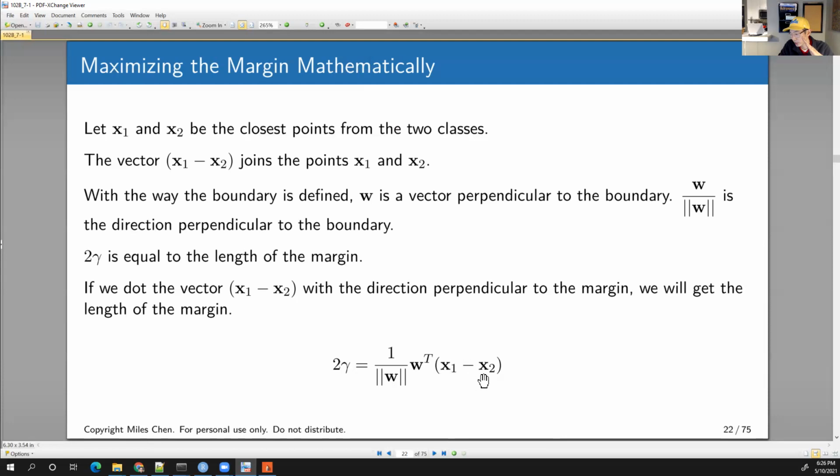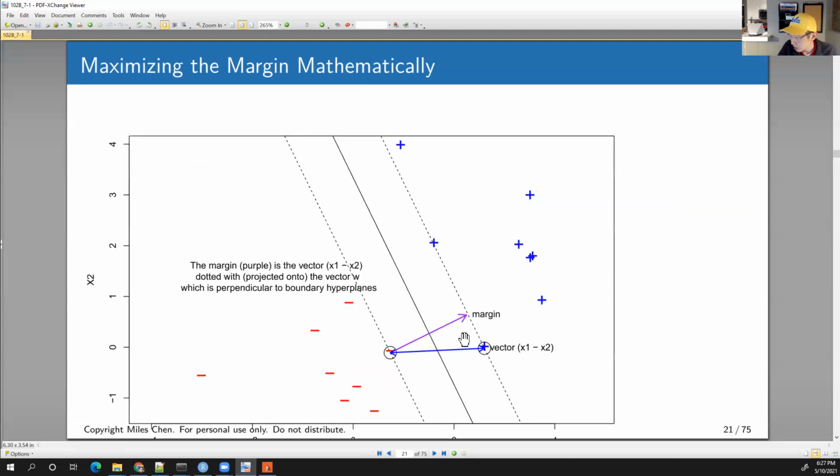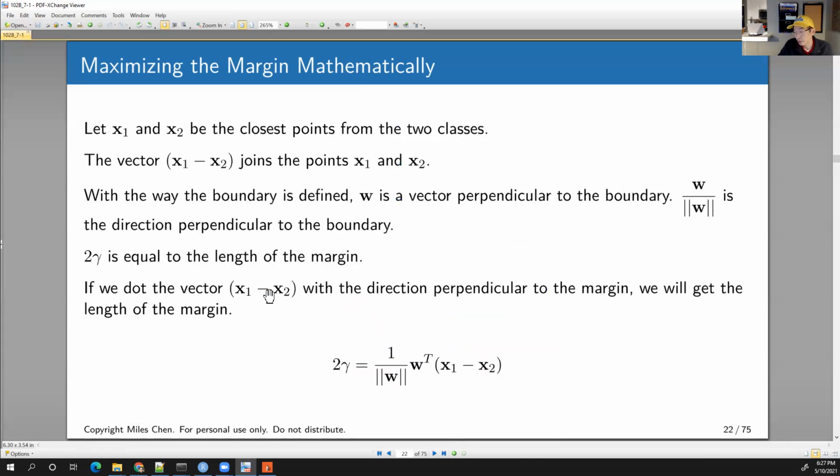We're going to take that vector x1 minus x2 and take the dot product, or I'm just going to do w transpose (x1 minus x2), and that will give me the distance of this margin, right? So I take this vector and dot it onto the vector in this direction, and I'll get the distance in this direction. We're going to define this distance as 2 gamma. The distance from this side to this side is 2 gamma, and we want this distance 2 gamma to be as wide as possible.